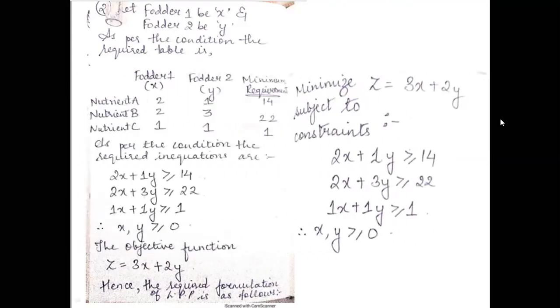So the pattern which you will write is like this. Minimize z is equal to 3x plus 2y, subject to constraints, all the three constraints, and at the last, the non-negative constraint. So this should be your pattern: the objective function, the constraints, and your non-negative constraints.